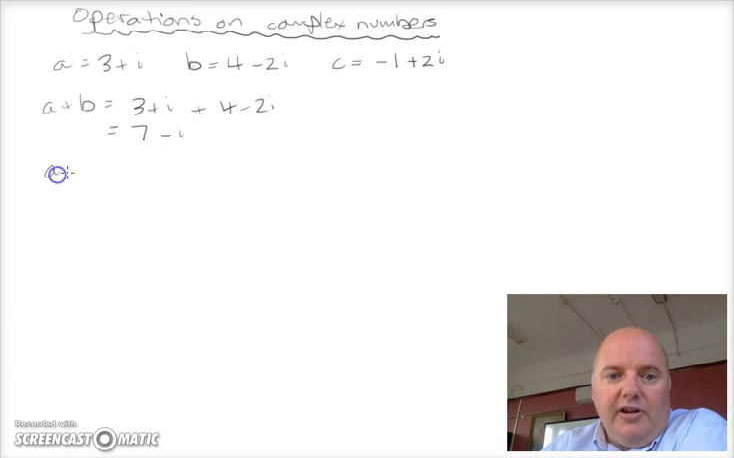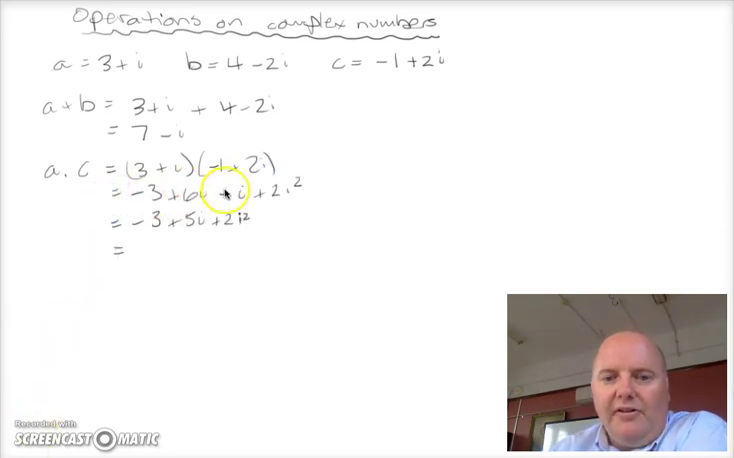Let's multiply two together. Let's do a times c. So if we start with 3 plus i, put it in brackets, and we're multiplying that by minus 1 plus 2i. Now if you expand this out, this is what you'll get. So we have minus 3 plus 6i minus i plus 2i squared. Now we group these two together because they're both i's, we get a 5i.